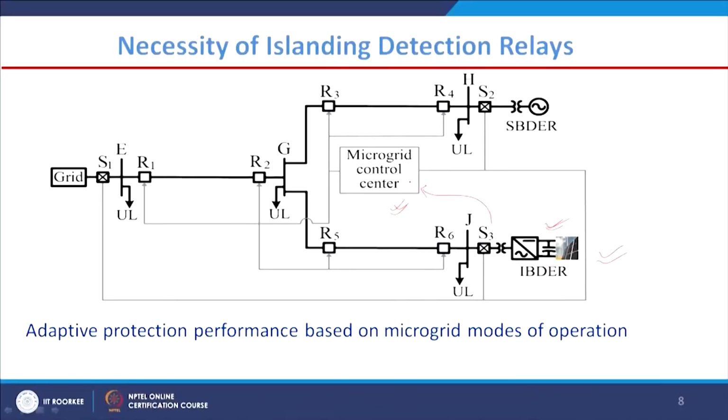If you do not know the mode of operation of the system, then obviously we cannot adopt or change our technique, I mean the protection philosophy. To change the protection philosophy, we have to know the mode of operation of the microgrid, whether it is connected to the grid or not, whether it is connected to the one feeder or the circuit breaker is disconnected. So, all the information we need. In that case, this islanding detection is a must.